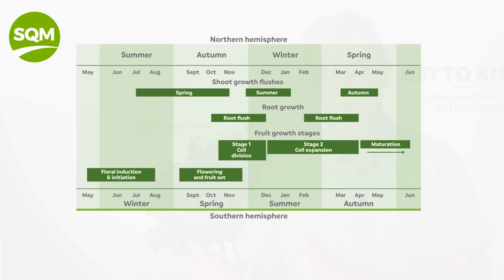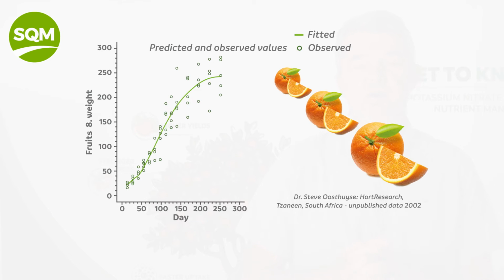You're alternating between different processes in the plant during different times of the year. This graph shows the development of a citrus fruit, in weight, and it's from fruit set until maturation. And you can see that it starts off slowly, then it accelerates, and then it tapers off towards the end. So that's a typical sigmoidal growth curve.